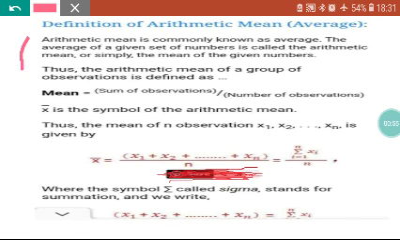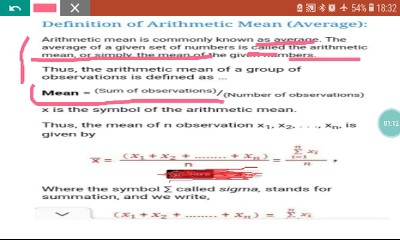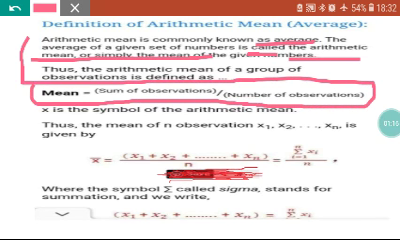Arithmetic mean is commonly known as average, and the average of a given set of numbers is called the arithmetic mean, or simply mean of the given numbers. So what is mean? This is the formula. It is the main definition of the mean: mean is equal to sum of observations divided by number of observations.